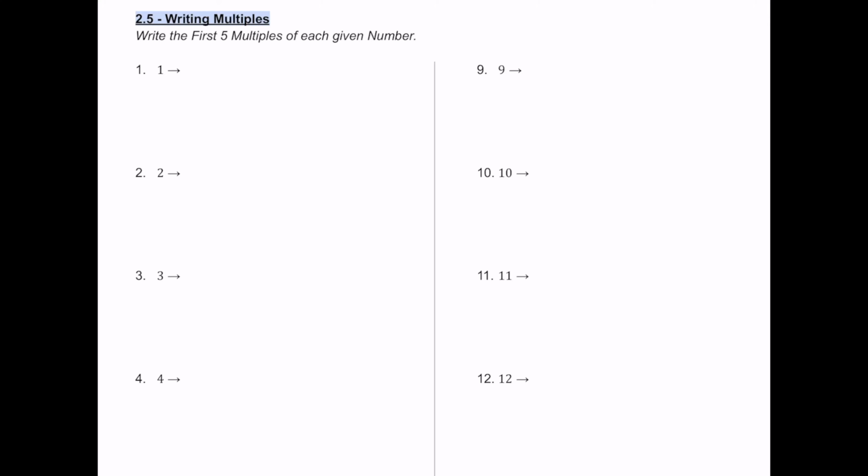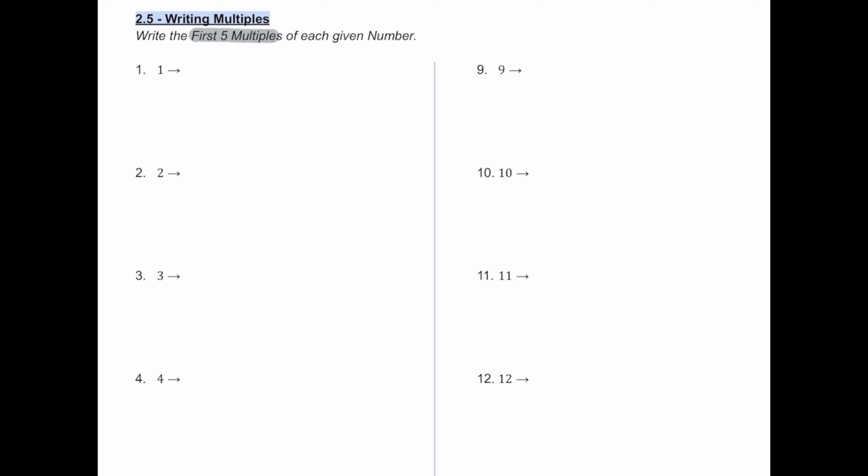Think about skip counting. And another key difference between factors and multiples is that every number has a limited number of factors, but every number has an unlimited or an infinite number of multiples. For that reason, we're just going to write the first 5 multiples for each of these given numbers.